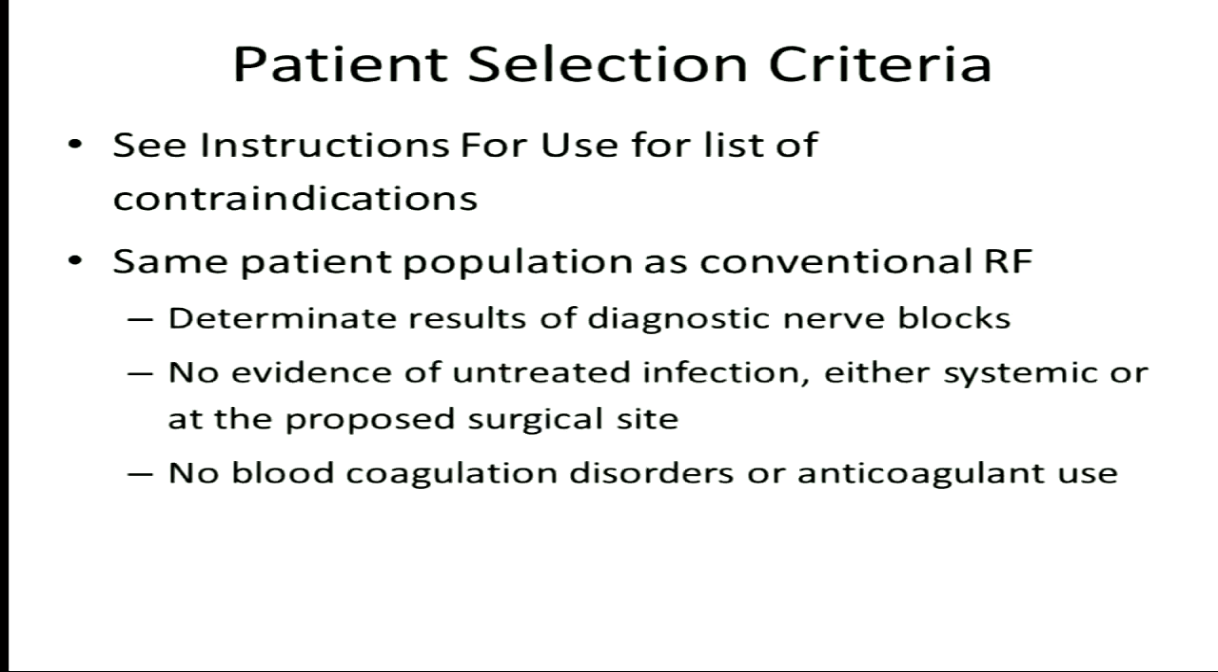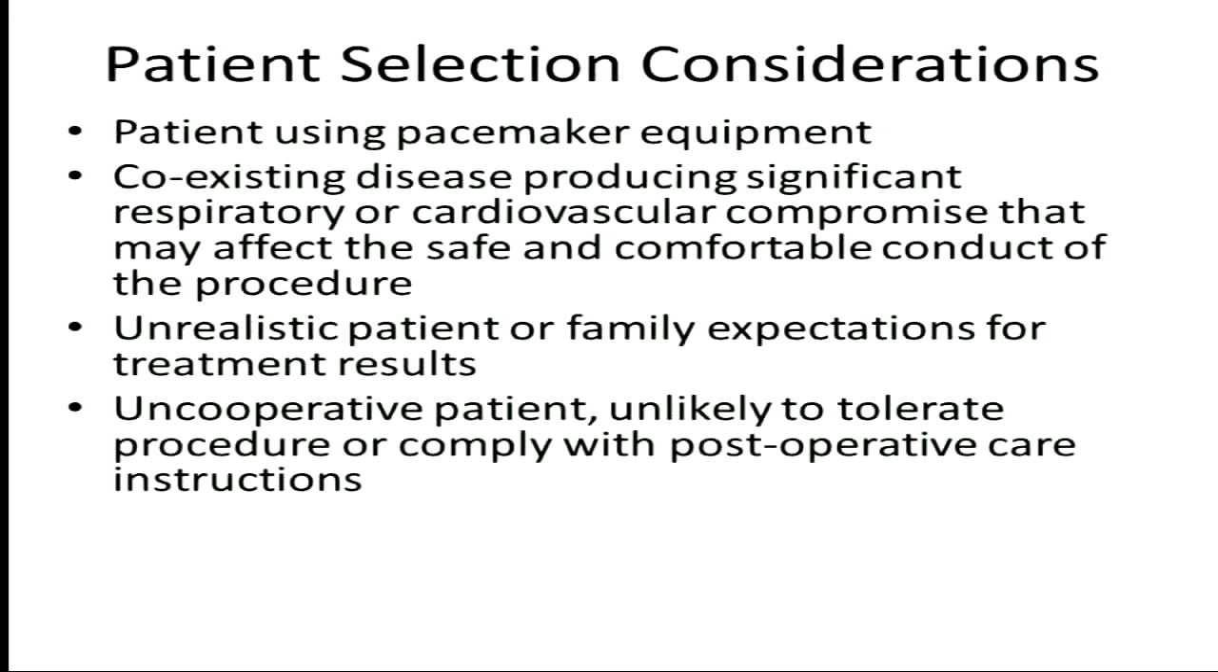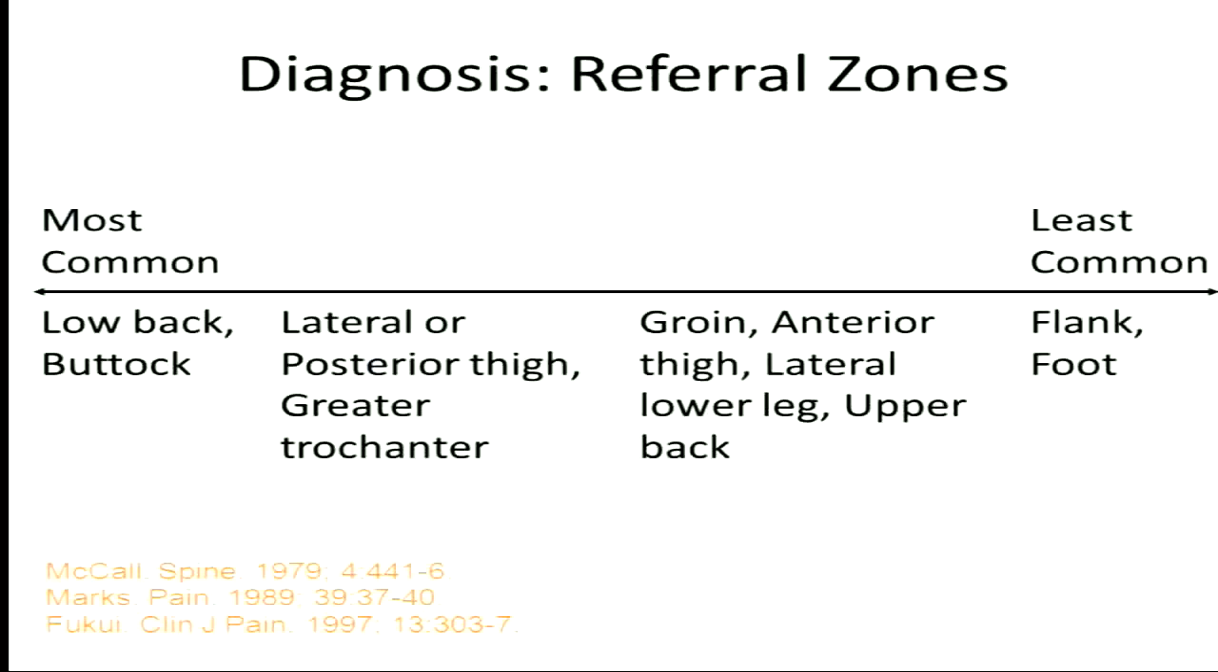So, selection criteria for the patient: it's the same list of indications and contraindications that we'd use for traditional RF. We need to know the results of the diagnostic block, and obviously no other contraindication to doing the procedure. With pacemaker equipment, we have to make some modifications, and we consider any coexisting diseases. Most importantly, the expectation of the patient: what does the patient expect from the procedure itself, and how well do they understand it, and the true reason why you're doing it, for the back pain.